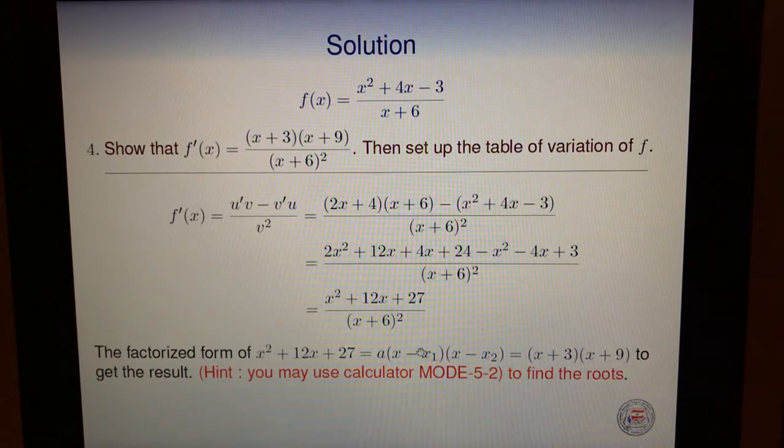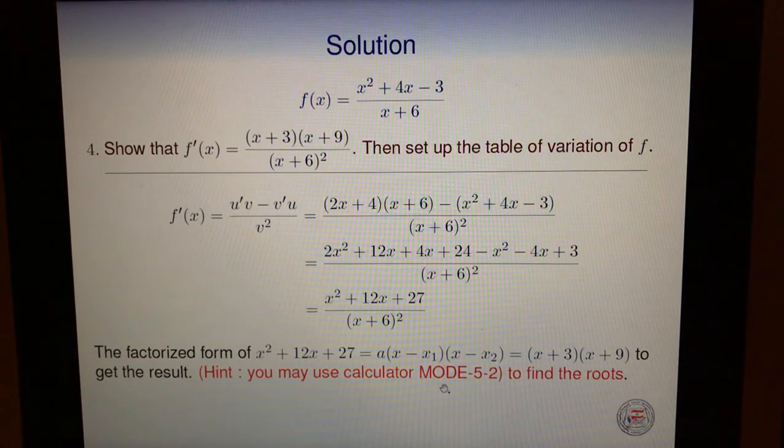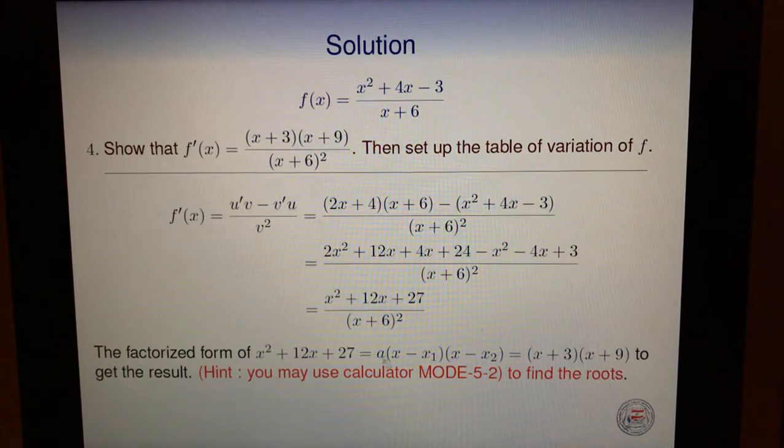We can use the help of the calculator to find the roots x1 and x2 by pressing mode 5-2. So we will have, in our case, x1 equal to minus 3, x2 equal to minus 9. So replacing x1 by minus 3, x2 by minus 9, a by 1, then the factorized expression of the second order polynomial is equal to x plus 3 into x plus 9, and thus we will get the desired result, which is f prime of x in this form.